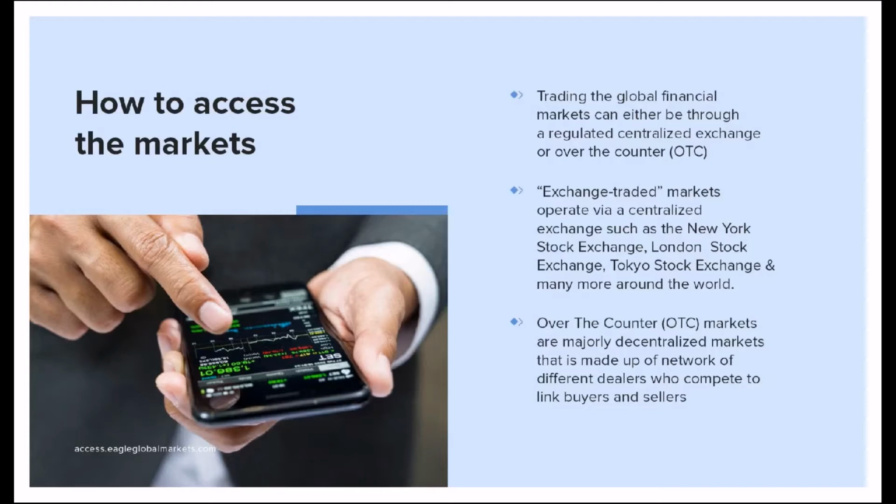An exchange traded market operates via a centralized exchange, such as the New York Stock Exchange, the London Stock Exchange, the Tokyo Stock Exchange, and many more around the world. The over-the-counter market is majorly a decentralized market that is made up of different dealers who will link you up to a buyer or a seller.